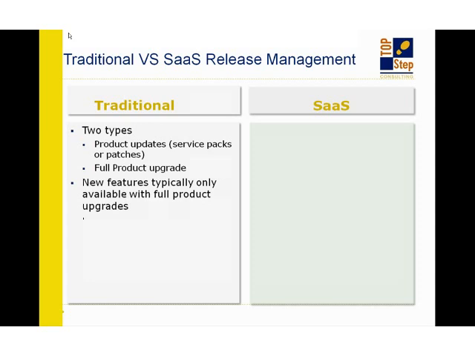New features typically are available only in the full product upgrade, so you can't just download a patch and suddenly your product works in a different way or has a new drop-down menu in it or something. So you really have to go with full product upgrades, which are a little more extensive than just a single feature activation.